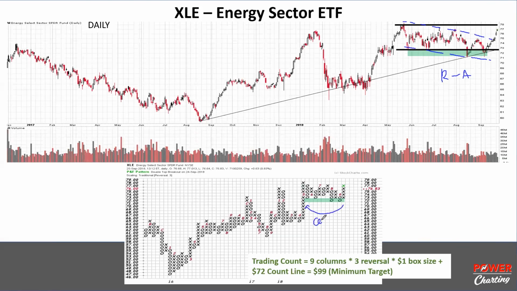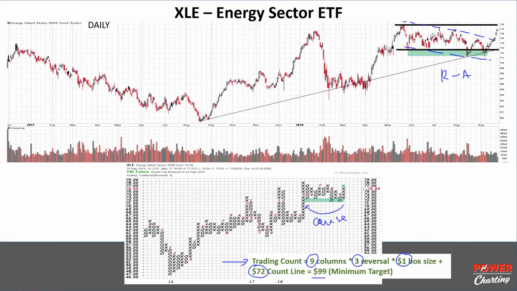And so we can count that cause with a point and figure chart. So Roman, what do we have here for this point and figure? So we're looking at this as a trading count because we're looking at this latest reaccumulation as a tradable count for us. So we have 9 columns with the 3 box reversal, $1 box size on the 72 count line. We're getting $99 as our minimum target.